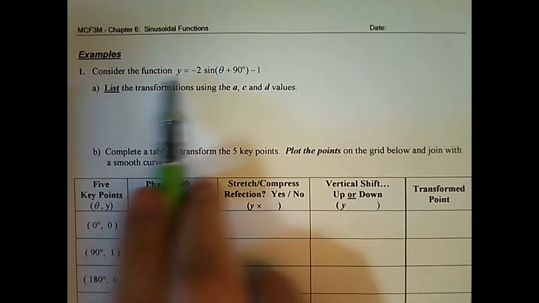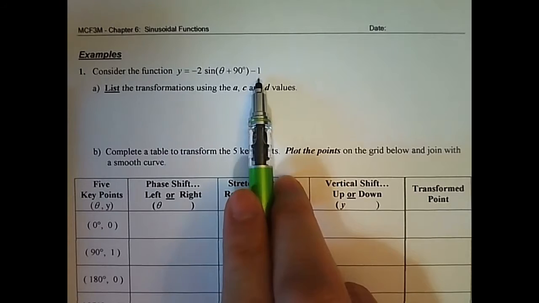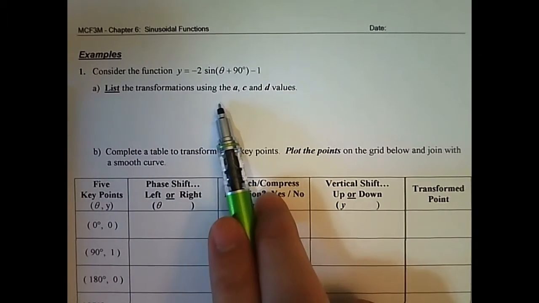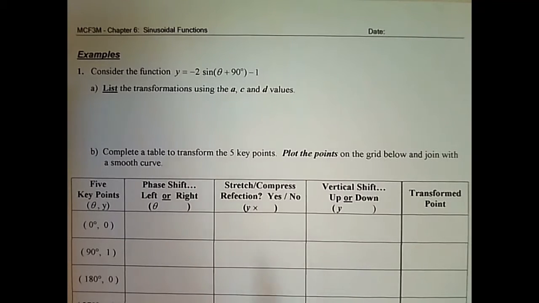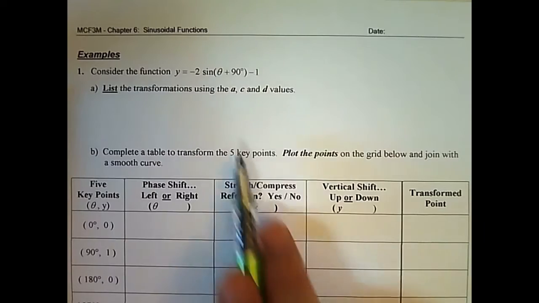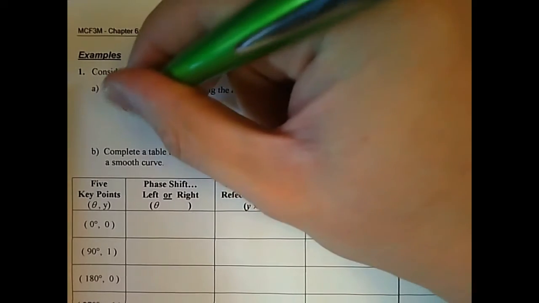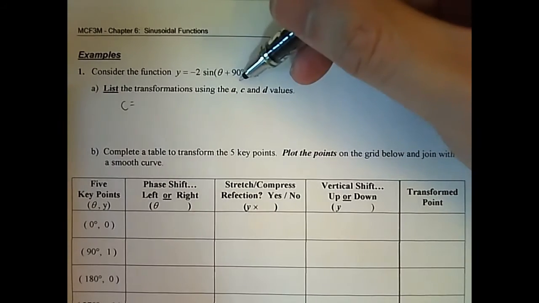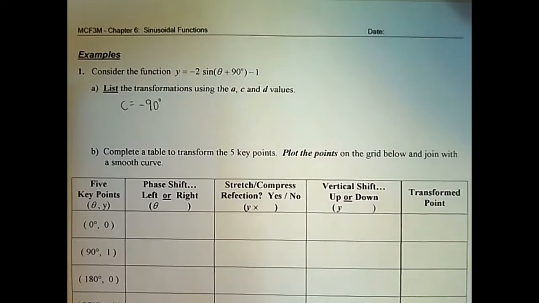It says, consider the function y equals negative 2 sine (theta plus 90 degrees) minus 1. It says list the transformations using the a, c, and d values. So let's actually go in order based on BEDMAS, how we would do our transformations. First I'm going to start with the c value. Our c value is equal to positive 90 here, which means the c value has to be negative 90 degrees.